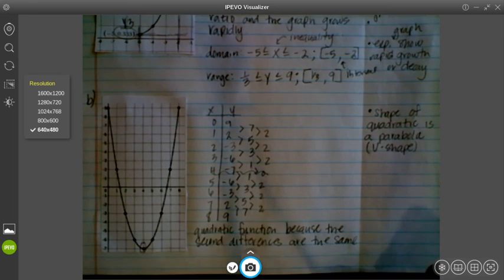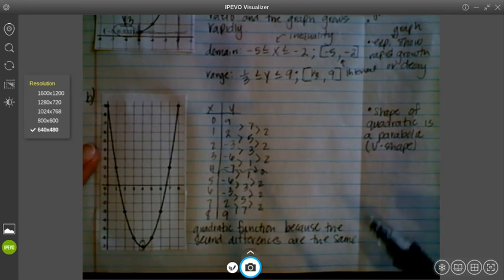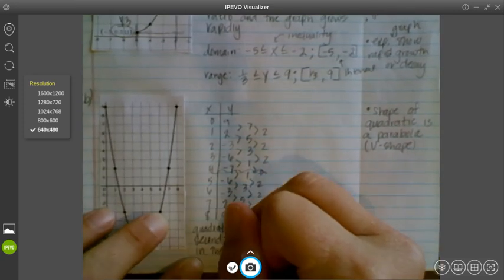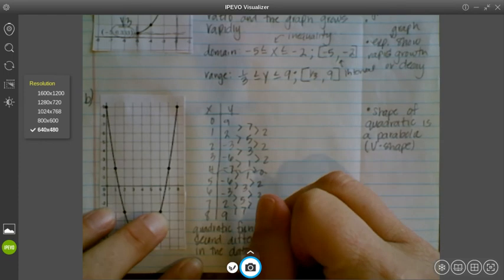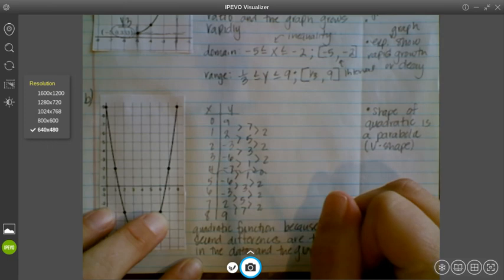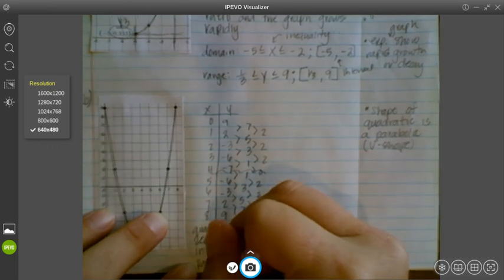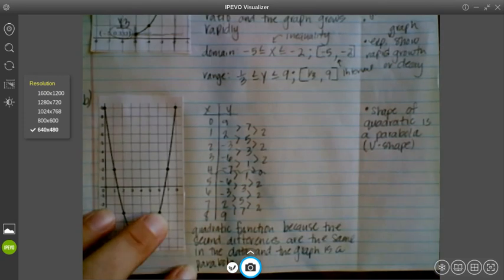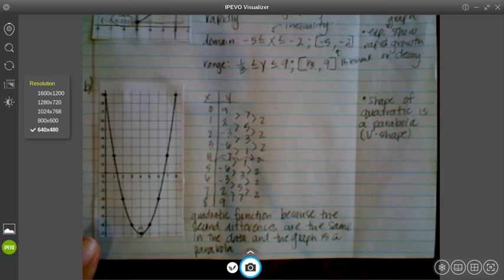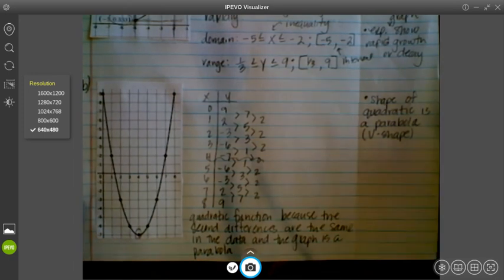And so down here in our description, we're saying quadratic function because the second differences are the same in the data, and the graph is a parabola. So that is our function here.